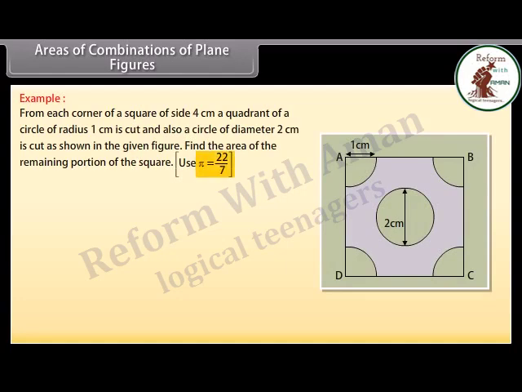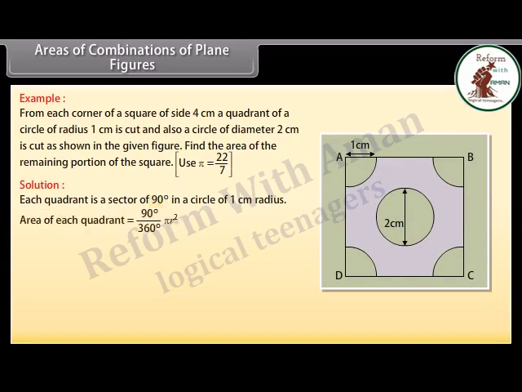Use pi as 22/7. Each quadrant is a sector of 90 degree in a circle of 1 centimeter radius. Area of each quadrant is 90 degrees upon 360 degrees into pi r square, which becomes 22/28 centimeters square. Now, area of square is equal to side square, which equals 4 square, which is equal to 16 centimeters square.